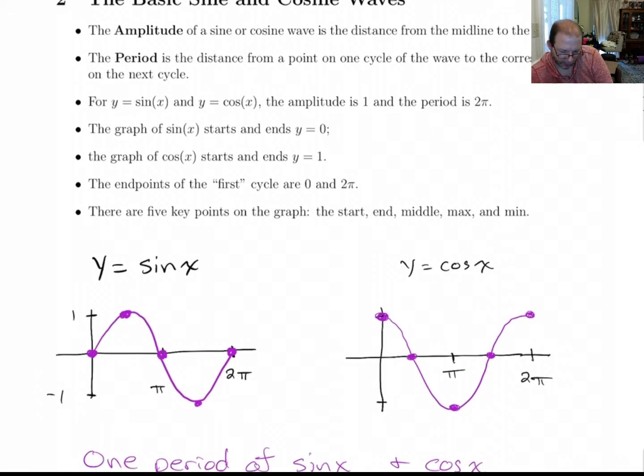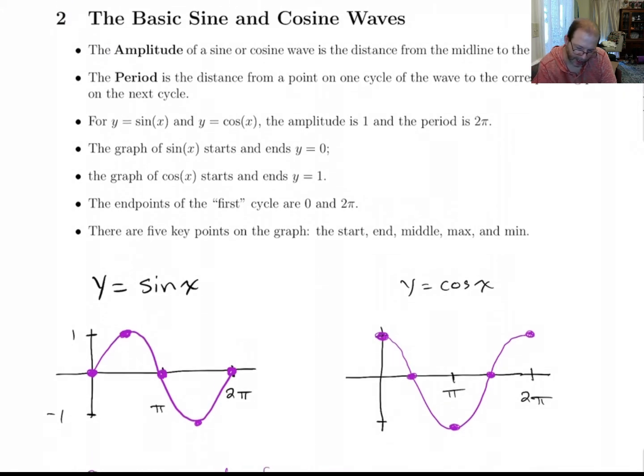So let's go up here and look at this stuff. The amplitude of a sine or cosine wave is the distance from the midline to the top or bottom. So that's going to be the distance from here up to there or down to there. So both of these, the amplitude is 1. Over here, this is the midline, and the amplitude is 1, that distance.